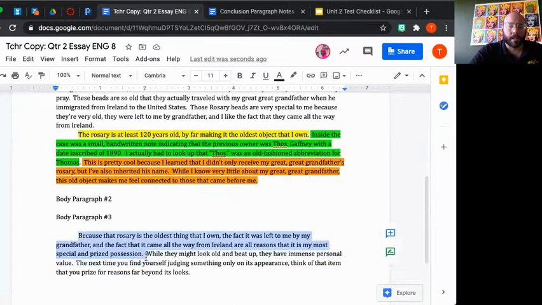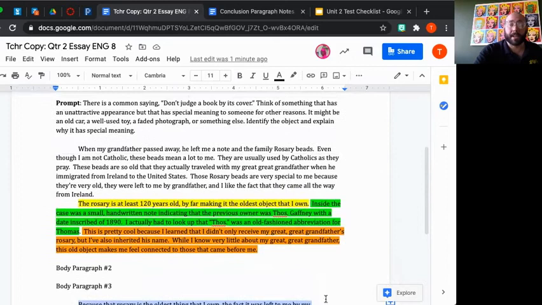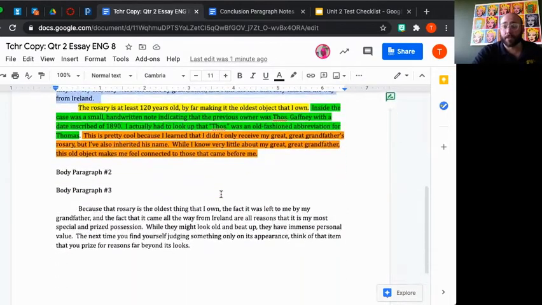So if we look at this sentence, it says, because the rosary is the oldest thing I own, the fact that it was left to me by my grandfather, and the fact that it came all the way from Ireland are all reasons that it is my most special and prized possession. So what I've done here is I've restated the thesis. If you look back here, it's the exact same ideas and exact same topic, position, and main points that I have in my introduction, the thesis at the end of my introductory paragraph.